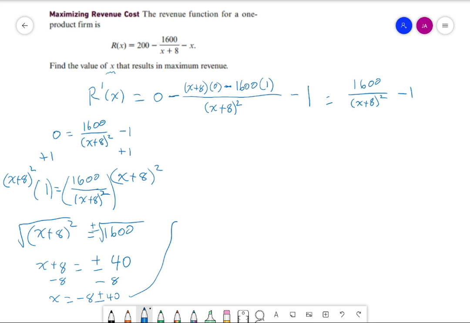And so what are we going to get here? We're going to get two values. They are negative 48 for negative 8 minus 40, and then negative 8 plus 40 is going to give us 32. But because we're dealing with real-world values here, and x is specifically the number of items sold, negative 48 won't be our value. I claim that 32 is. We should check to make sure that it is a maximum, but in this situation, I claim that that is the value where we will find our maximum.